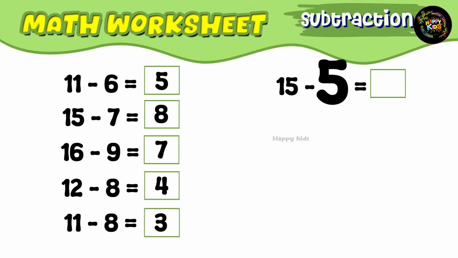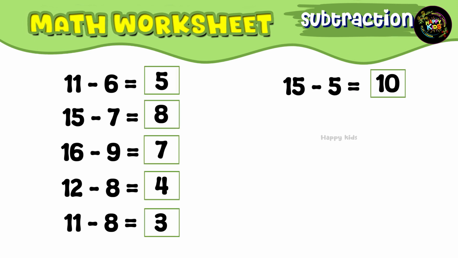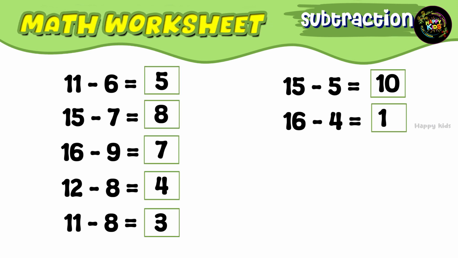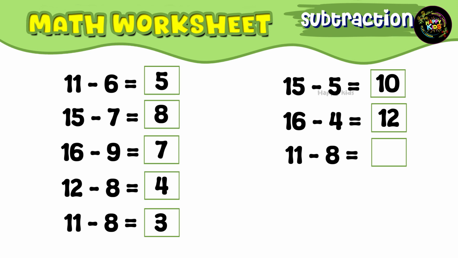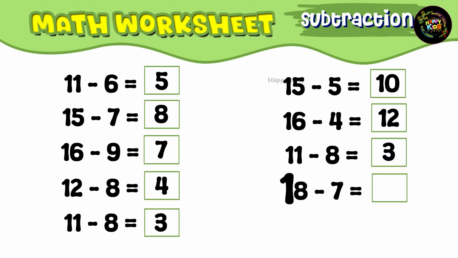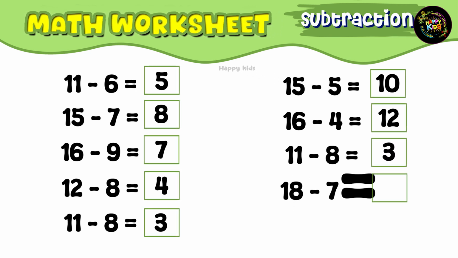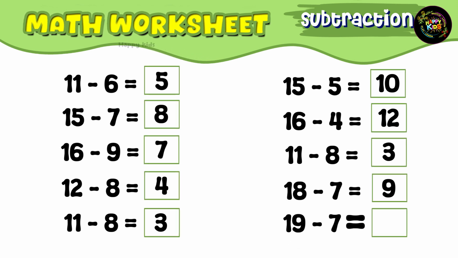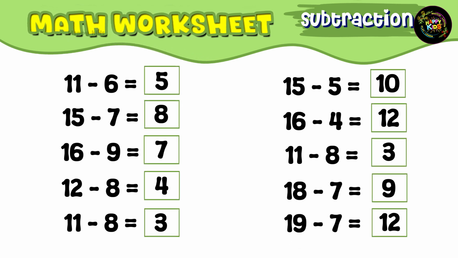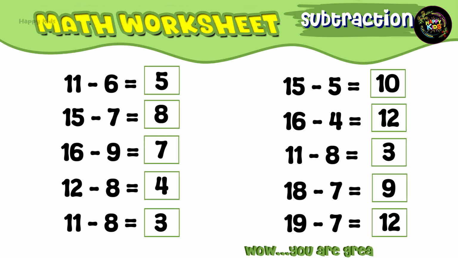11 minus 8 is equal to 3. 15 minus 5 is equal to 10. 16 minus 4 is equal to 12. 11 minus 8 is equal to 3. 18 minus 7 is equal to 9. 19 minus 7 is equal to 12. Wow, you are great!